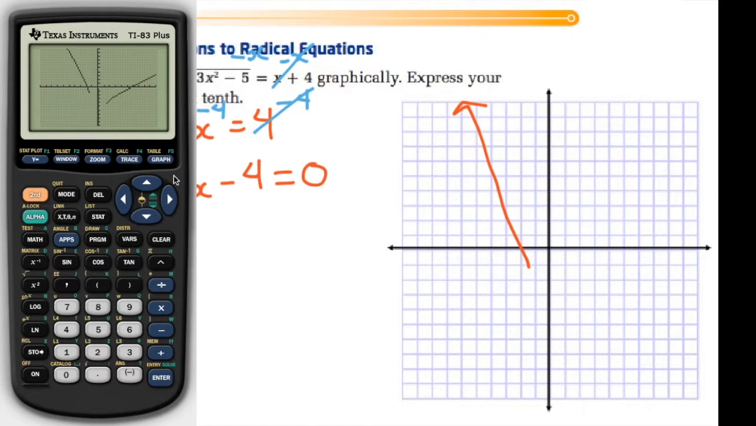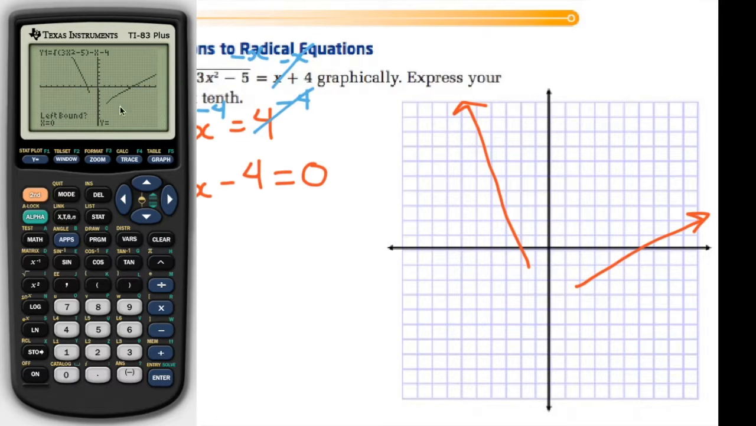And one about like this. So this equation actually has two solutions. So we'll have to go through the solution finding process twice. So second trace, option 2.